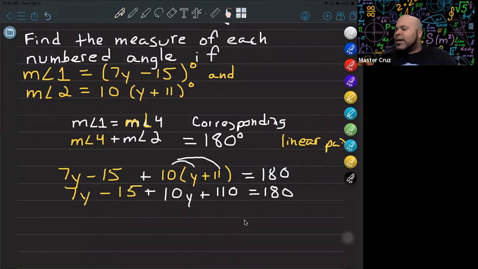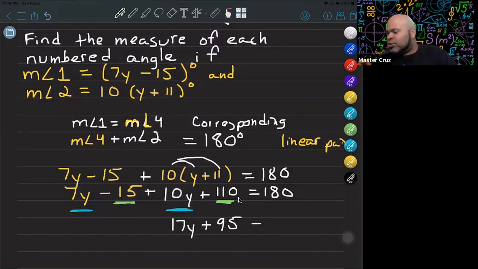Now I'm going to combine like terms, just like I learned some time ago. The y's go together, so when I combine the like terms, I get 17y. And when I combine negative 15 plus 110, which are also like terms, that gives me positive 95, because they're different signs, so you subtract them. 110 minus 15 is 95. So that's where they come from.